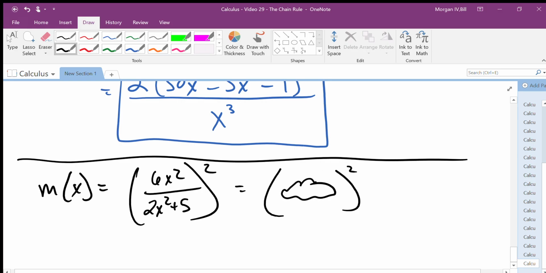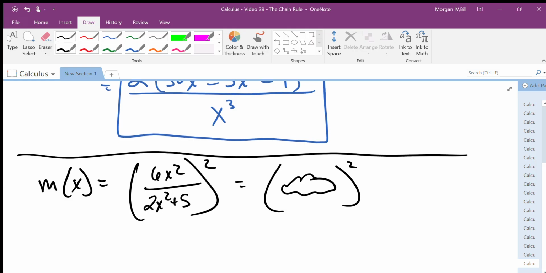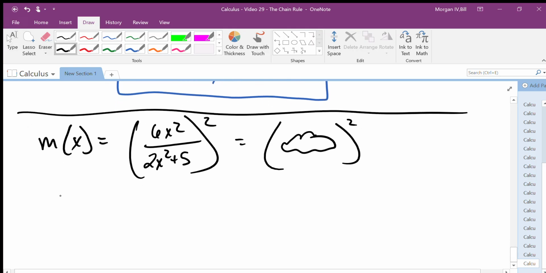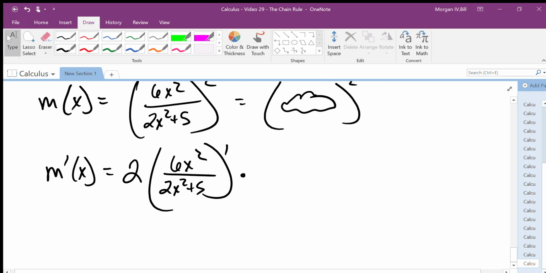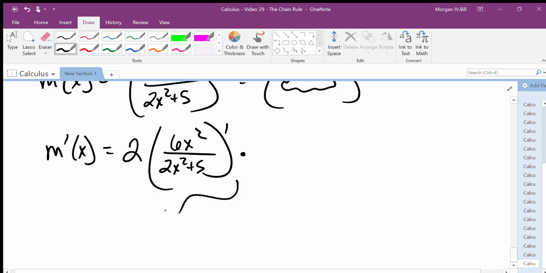So the derivative here, again, I have something squared. The derivative is I bring the 2 down. It's that something now to the power of 1. So m prime of x is, bring the 2 down, it is that 6x squared over 2x squared plus 5 to the power of 1. But then I have to multiply that by the derivative of the inside. All right, this part is f prime g. I need to multiply that by g prime, the derivative of the inside.